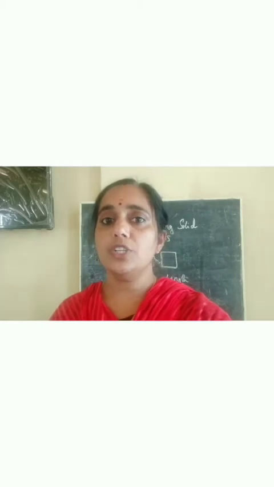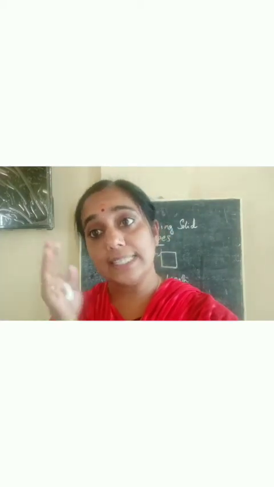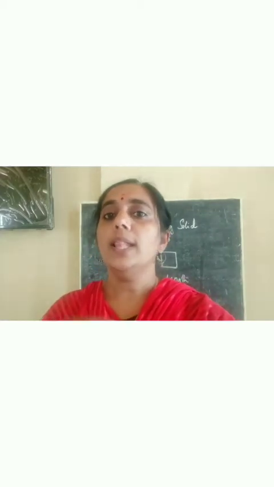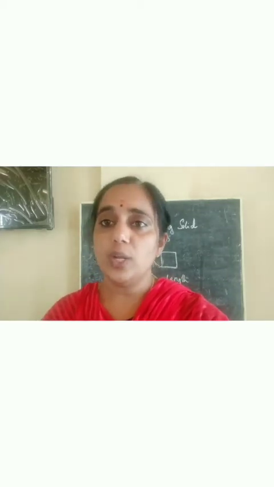A three-dimensional shape or object can look different from different positions or sides. So they can be drawn from different perspectives. This is called visualizing solid shapes.